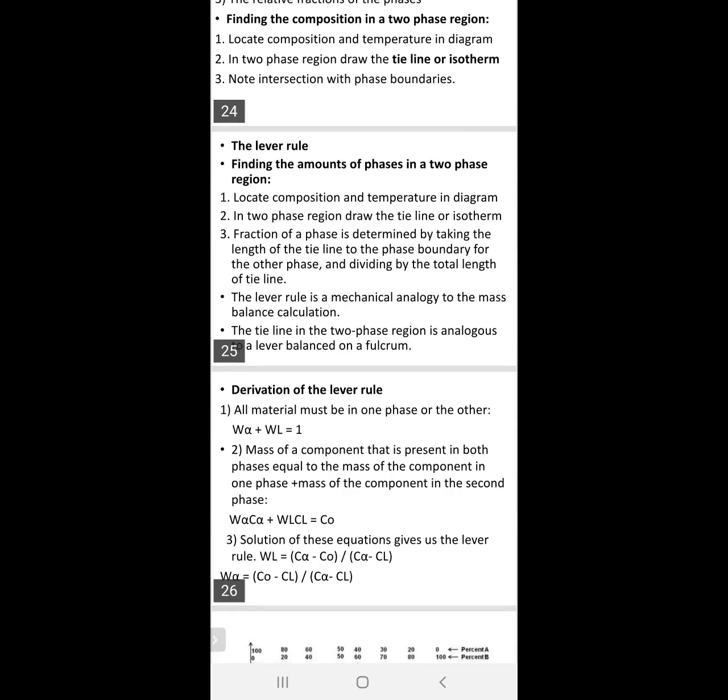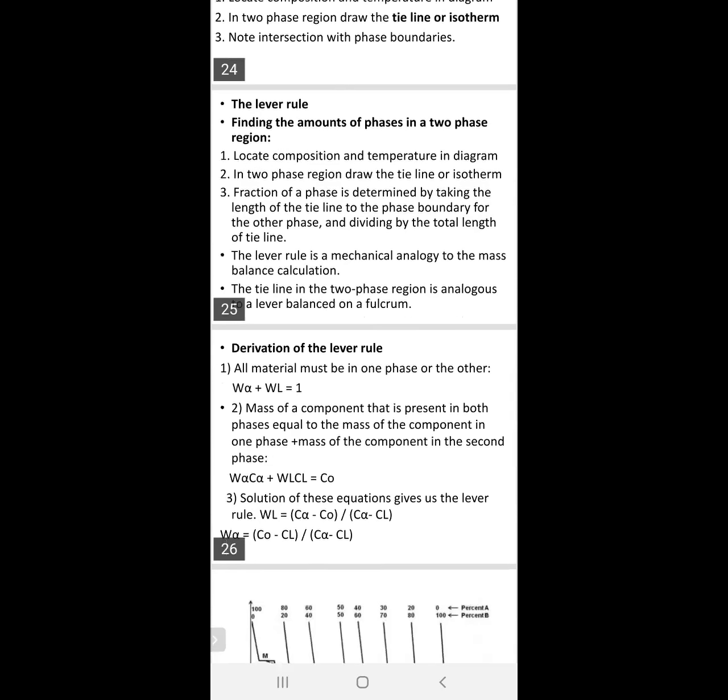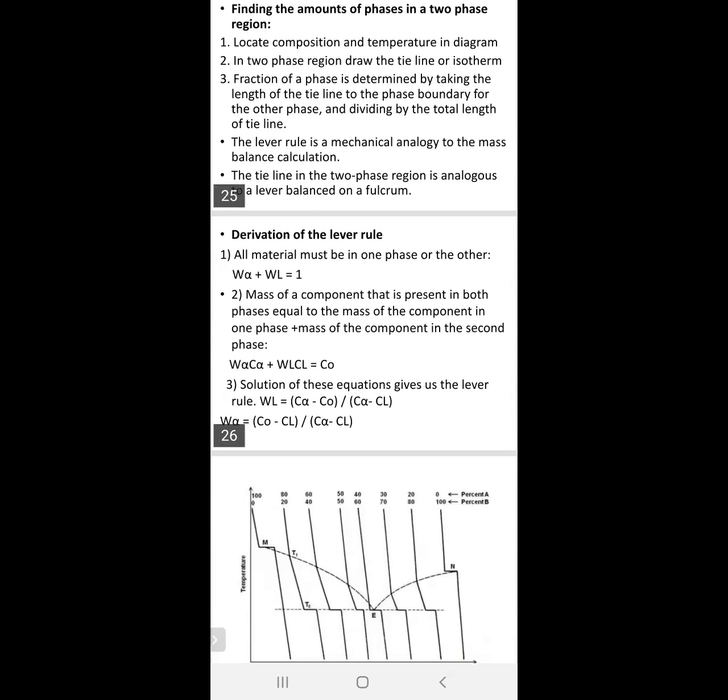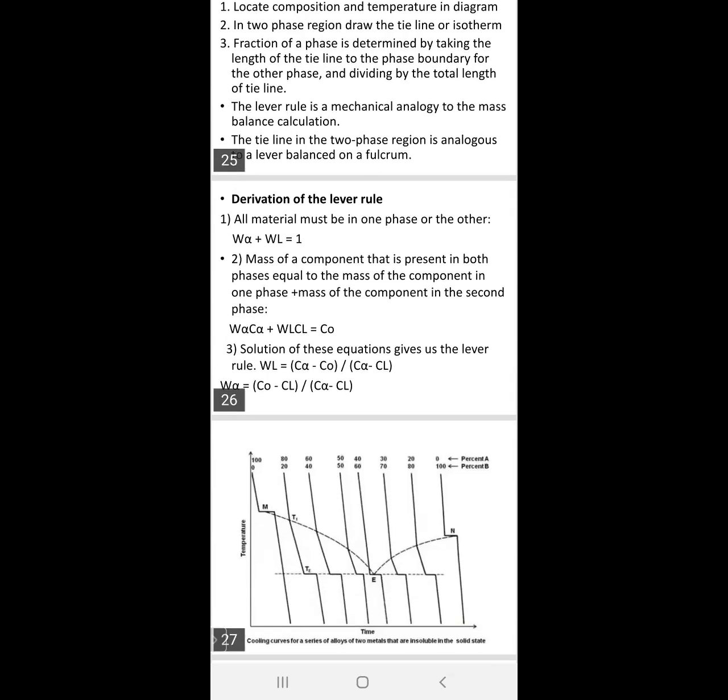The lever rule is a mathematical analogy to the mass balance calculation. See here, the tie line in the two-phase region is analogous to the lever rule balance, or fulcrum.